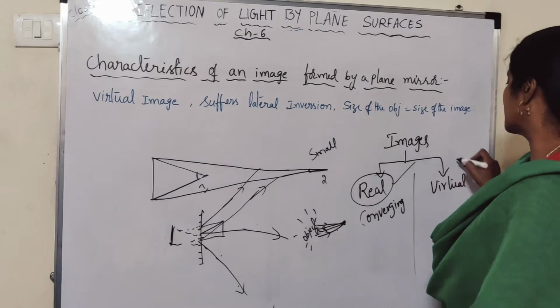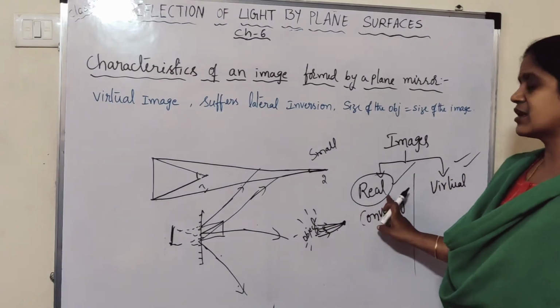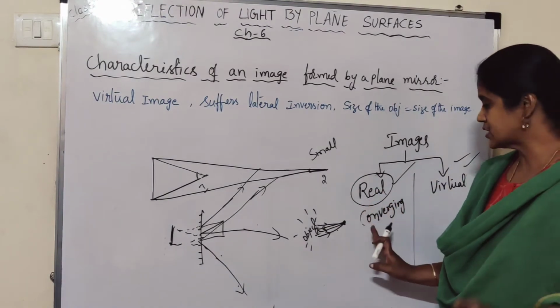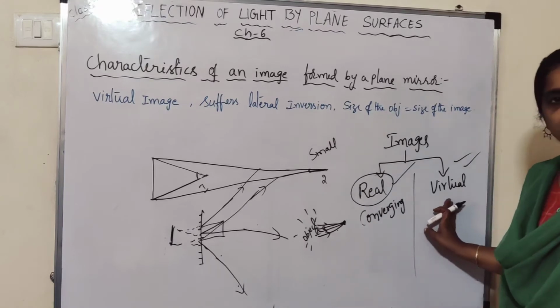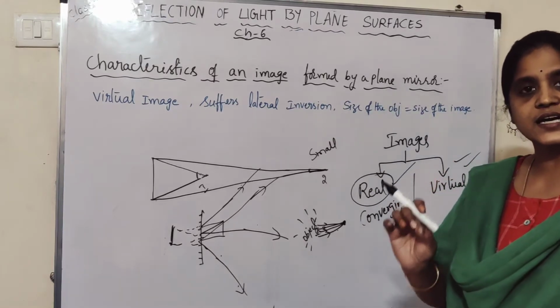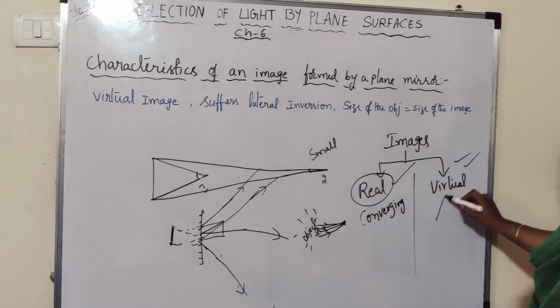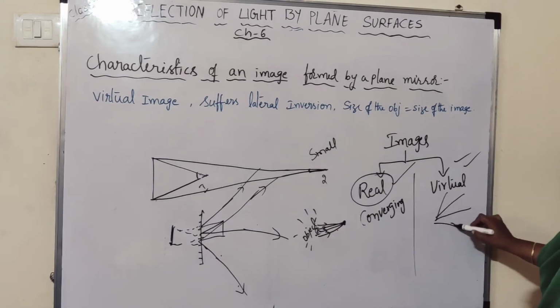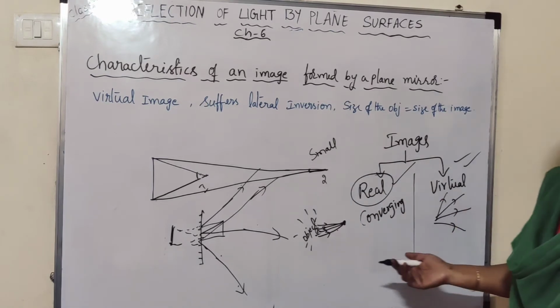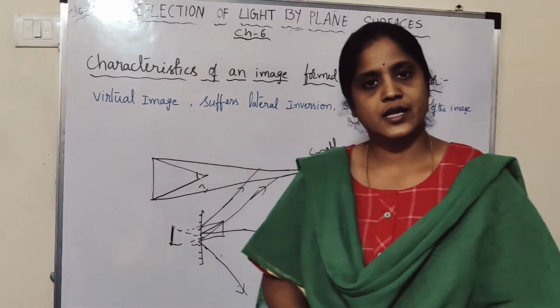Due to the virtual image. For the real image, all the reflected rays will converge. For the virtual image, all the reflected rays are diverging. Diverging means deviating in different directions. So when it deviates, we can't get the image on a screen.